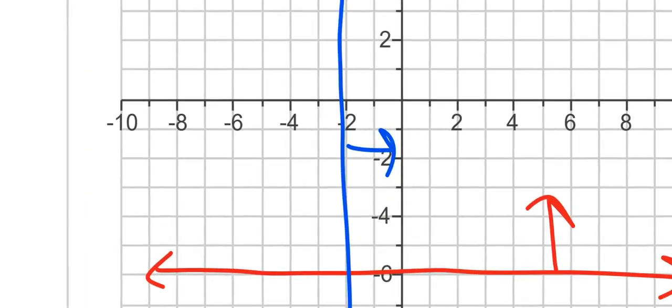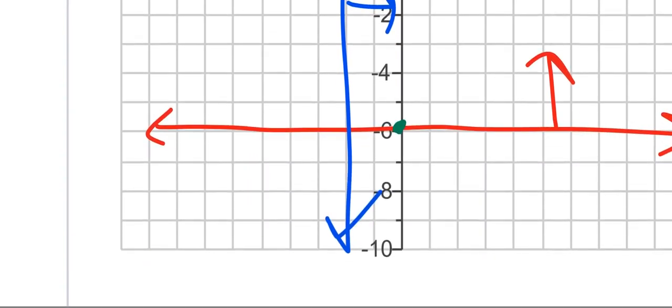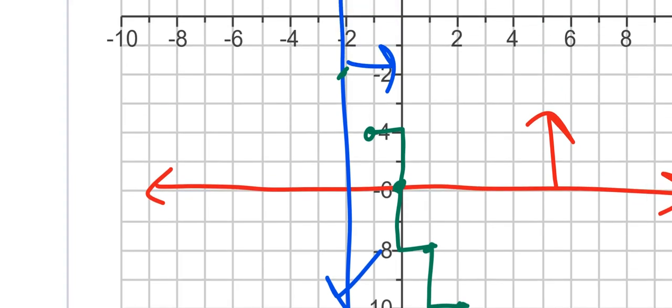Alright, so let's see here. We got -6 is our y-intercept. What's our slope? -2, so that's down 2, 1 to the right, down 2, 1 to the right, or up 2, 1 to the left. Something like this.